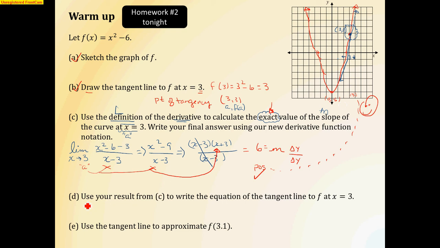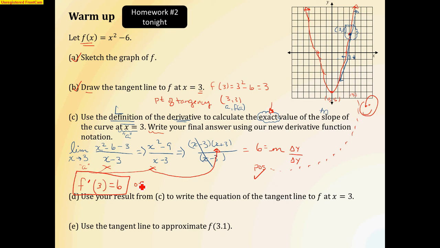So now in part D, oh wait, it asked me to write my final answer using the derivative notation. So what I'm going to say is, since this function is f, that f prime at 3 is 6. F prime at 3 is 6.